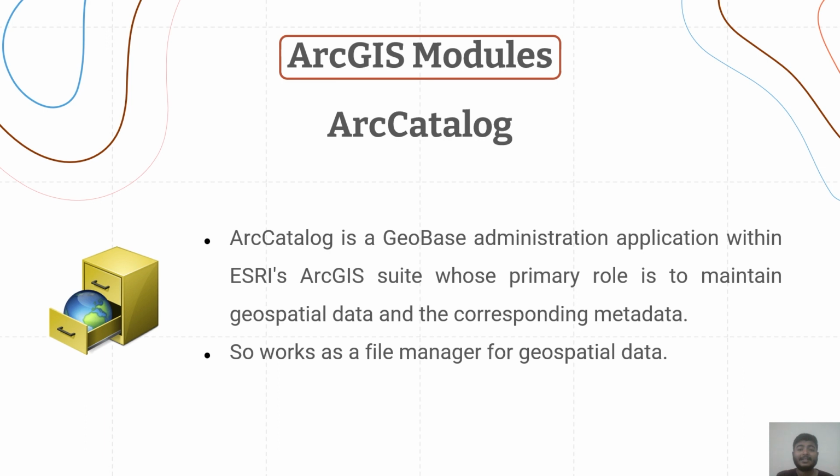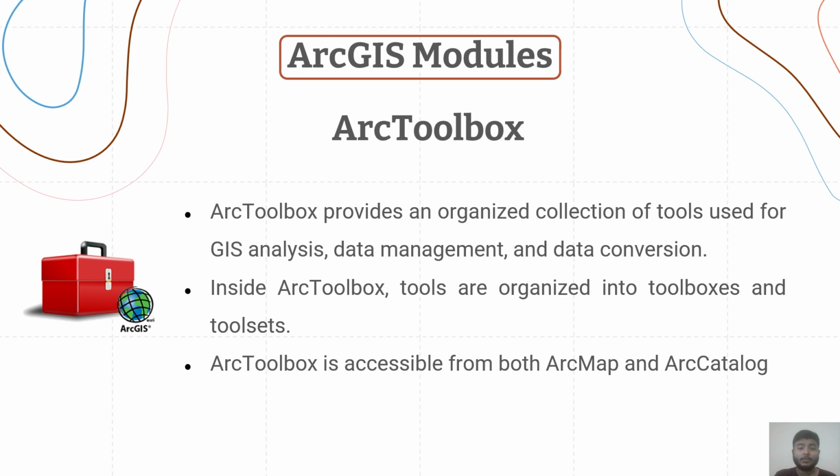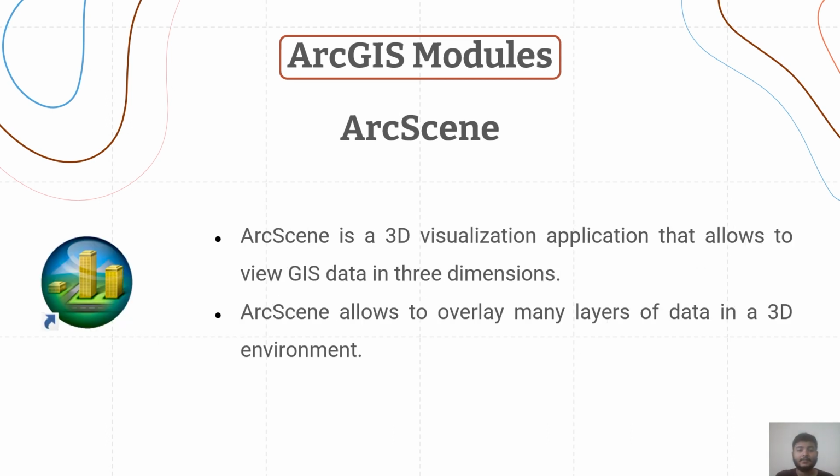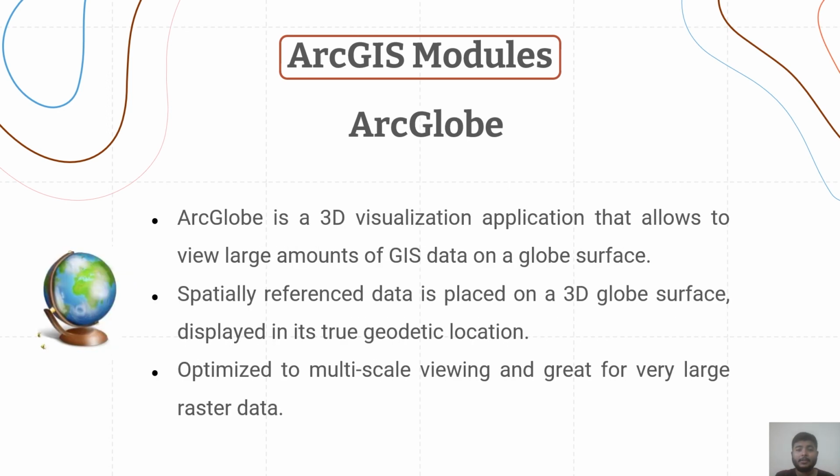Now let's talk about ArcCatalog. ArcCatalog is a file manager for geospatial data. It helps to maintain geospatial data and metadata. ArcToolbox provides an organized collection of tools used for GIS analysis and data management. It is accessible from both ArcMap and ArcCatalog. ArcScene is a GIS module for 3D visualization of spatial data. ArcGlobe is the module that helps for 3D visualization of large data and offers multi-scale viewing.